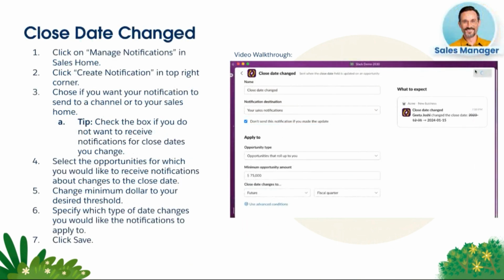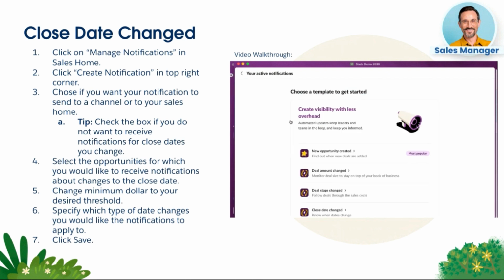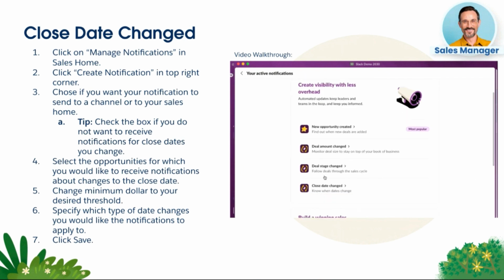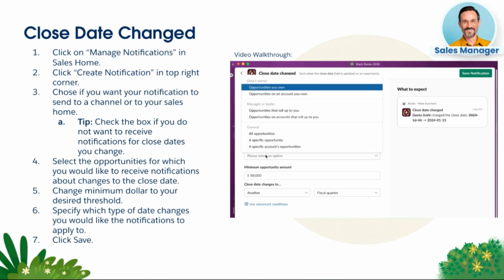Next, to create a notification for when a close date changed, click on Manage Notifications in Sales Home. Click Create Notification in the top right corner. Choose if you want the notification to send to a channel or to your sales home. Again, check the box if you don't want to receive notifications for close dates you change.